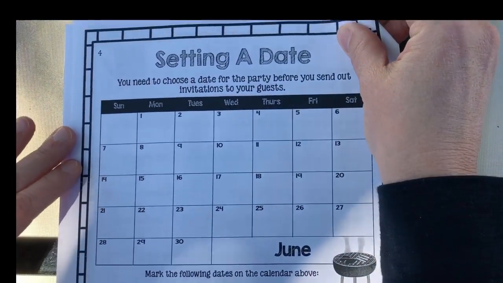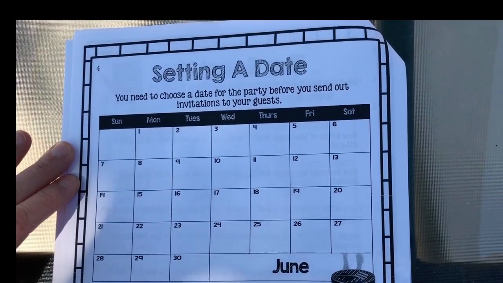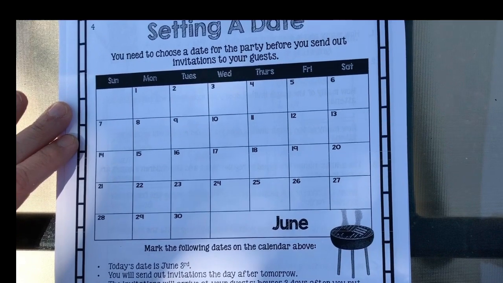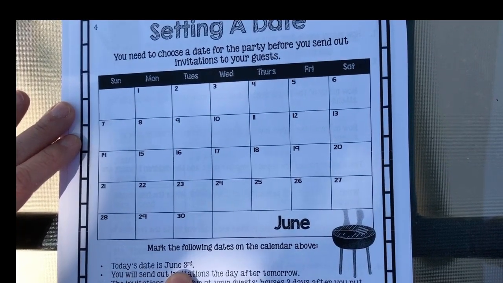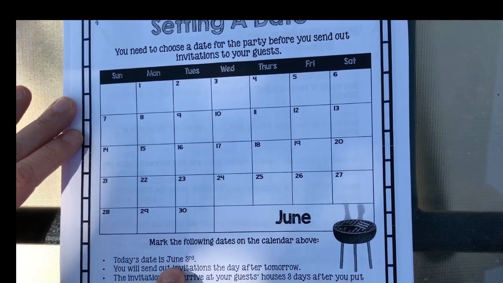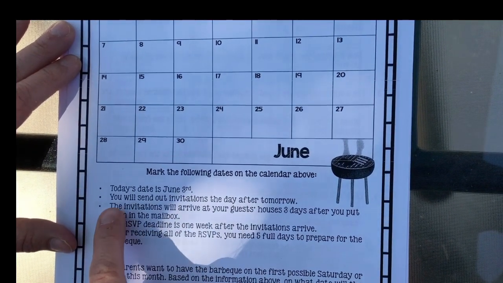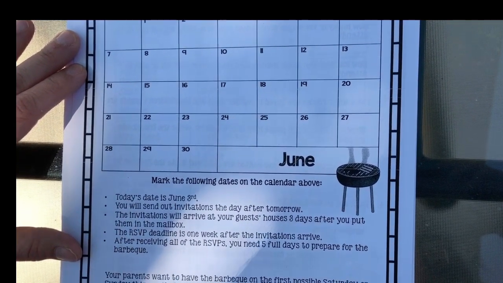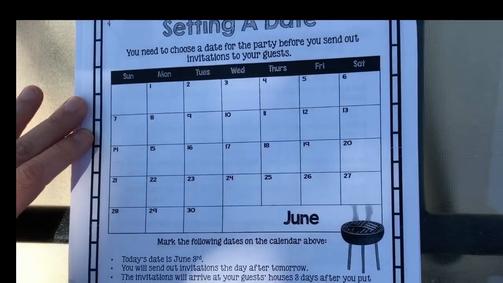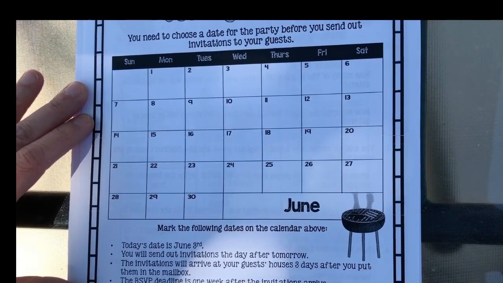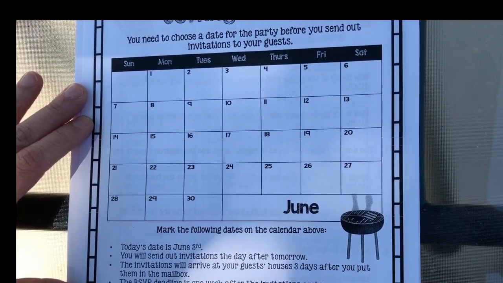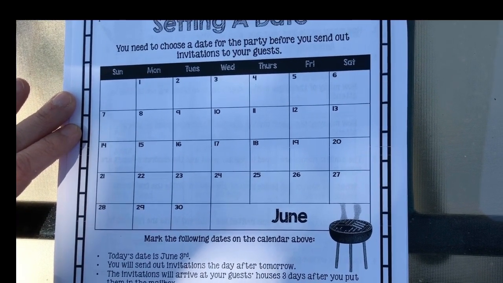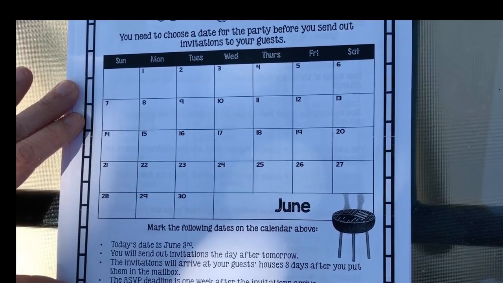Okay, and then the second part is setting the date. So it says you need to choose a date for the party before you send out invitations to your guests. And it gives you what your today's date is. This is the month of June, so obviously it's not today's date, but you're going to be careful, because it gets a little tricky. Follow these little guidelines and you're going to fill in the calendar based on what it says here. So it's sort of quizzing you on how to read the instructions and how to fill out the calendar appropriately. And that's all that you have to do for the first day.